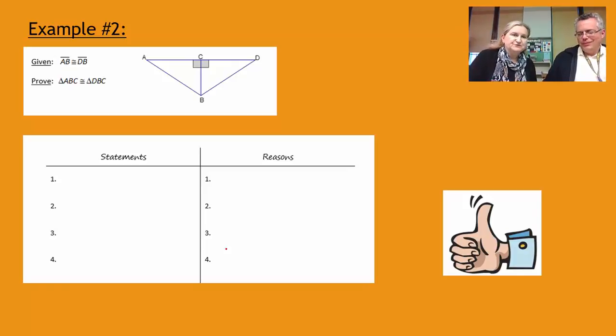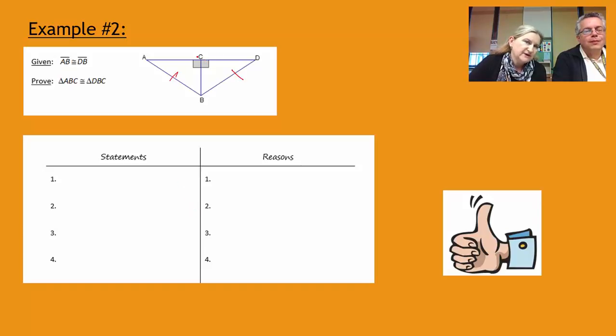Okay, so for example 2, again I'm going to take a look at the example and see what's given to me here and what is my plan. I know AB, which is this side right here, isn't marked, so I'm going to mark it. AB is congruent to DB, so these two sides are congruent. I also have these two right angles, so they're always congruent, 90 degrees. So I have a side and an angle, so I need something else.